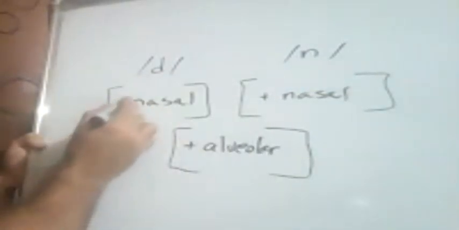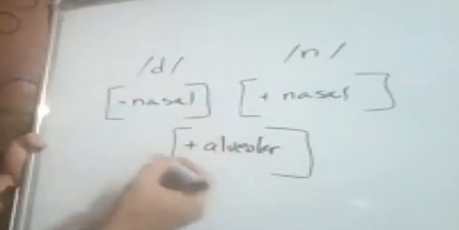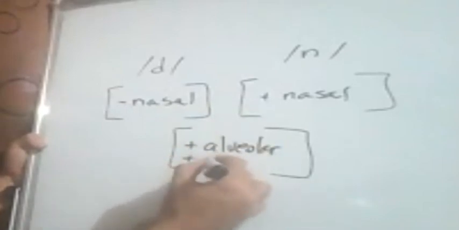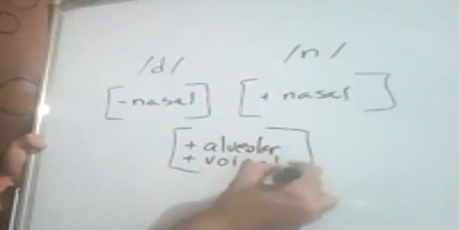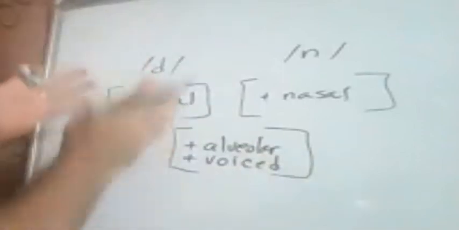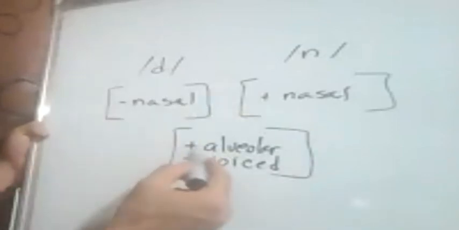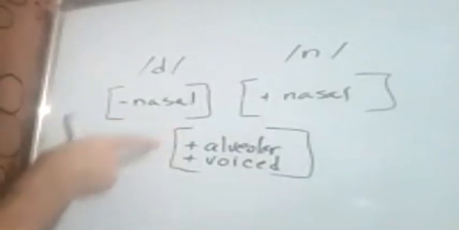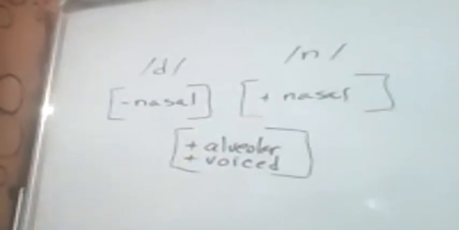So here you can write voiced, if you want. You can just write plus voiced because both are voiced, and that way we make sure that the t is not going to be included. So you say plus voiced, and then we have a phonological Venn diagram already done. So the features in common are all in the lowest part, and the features that are different are here. Okay? Any questions?